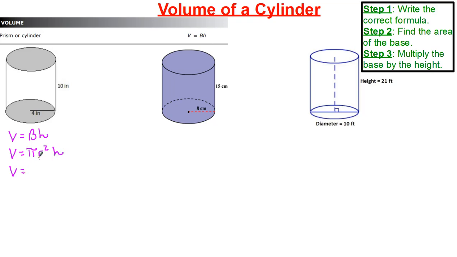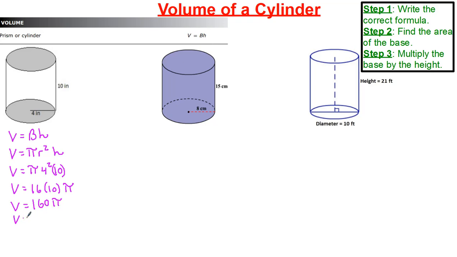Alright, so volume is going to be equal to pi. R in this case, the radius, is going to be 4, so 4 squared multiplied by our height, which is 10. Okay, so I'm just going to evaluate pi last. So 4 squared is 16. That's not 4 times 2, that's 4 times 4. And then 16 times 10, and then pi. So volume is equal to 160 pi.